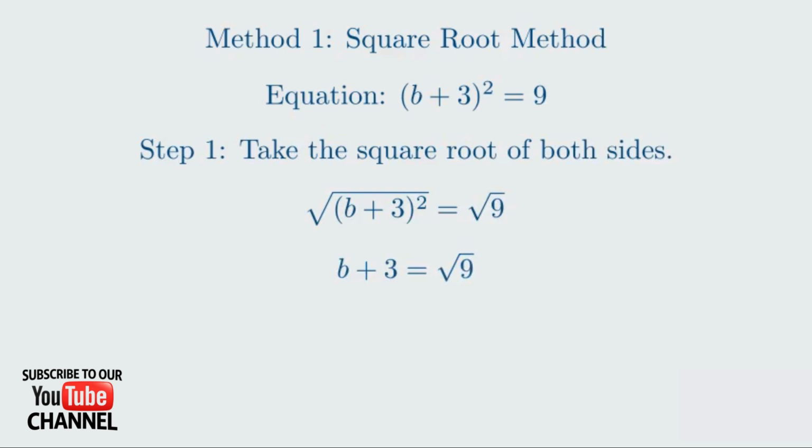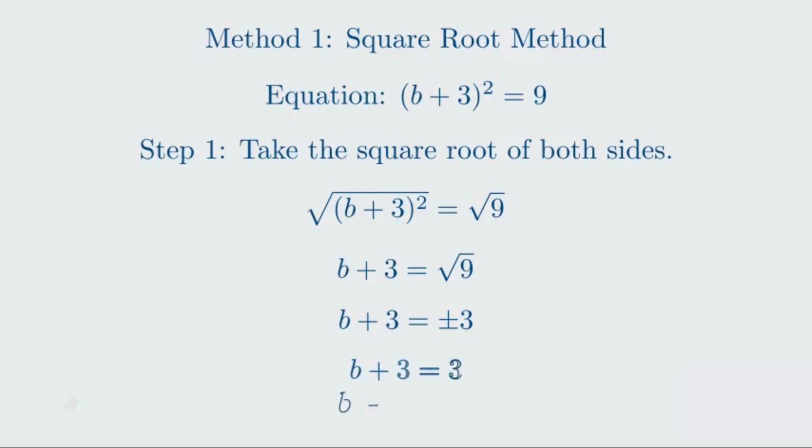Now for the crucial part. When you solve an equation by taking the square root, you must remember that there are two possible answers. Think about it. 3 squared is 9, but negative 3 squared is also 9. That means the square root of 9 is both positive 3 and negative 3. We use the plus or minus symbol to represent this. This single equation, b + 3 = ±3, actually represents two separate equations. The first equation is b + 3 = 3, and the second is b + 3 = -3. It's essential to solve both.